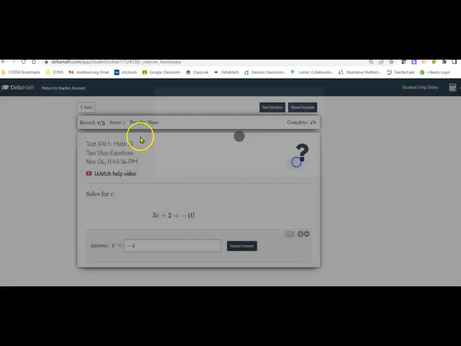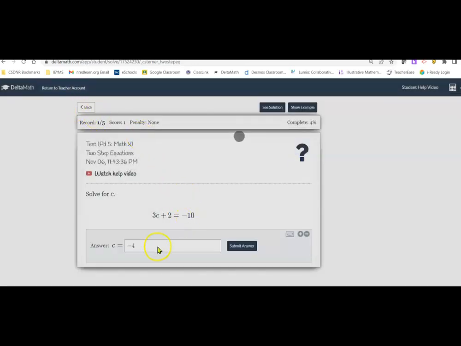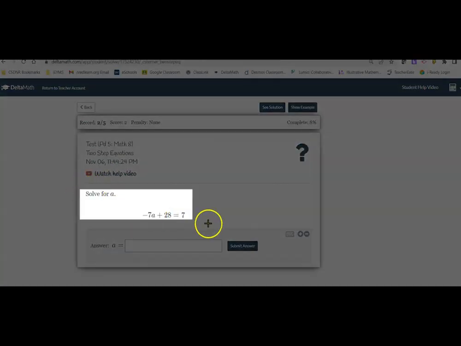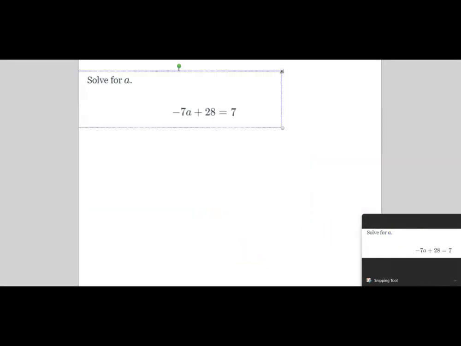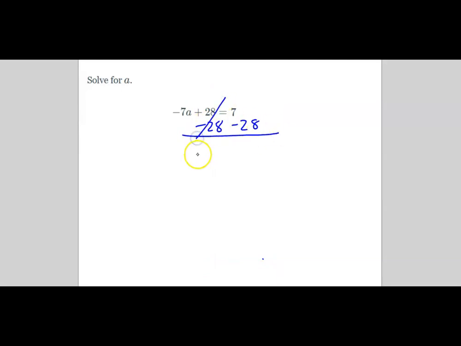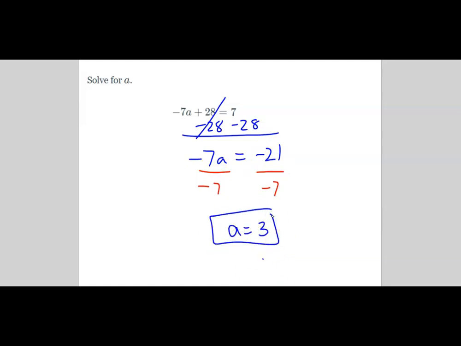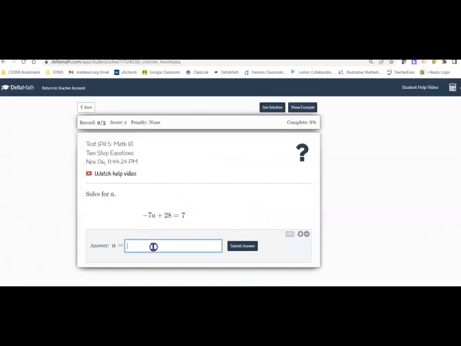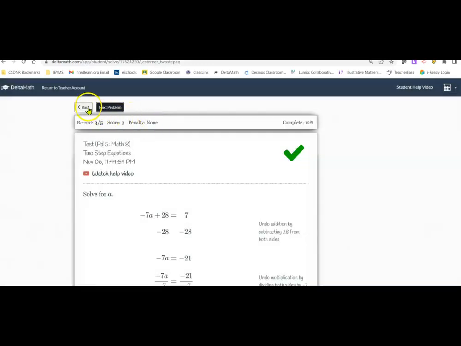One more time. Last question. Okay. Solve for a. So first we clear our constant, which for us is 28. So we're going to subtract 28 from both sides. Use your calculator if you need to. Negative 21. Divide both sides by negative 7. And a is equal to positive 3. Alright, let's type that in. And now let's try our next lesson.